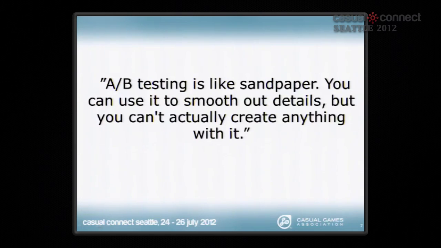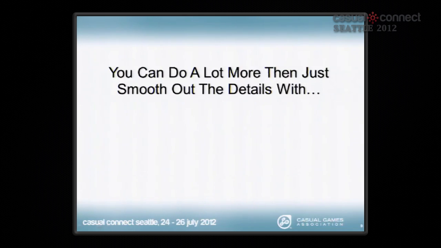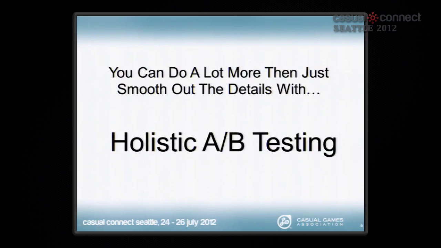So something you often hear about A/B testing: A/B testing is like sandpaper. You can use it to smooth out the details, but you can't actually create anything with it. So this is wrong. Well, it's half wrong. It's true that you can't create anything with it, but you can do a lot more than smooth out the details. But you have to be doing, drum roll please, holistic A/B testing.